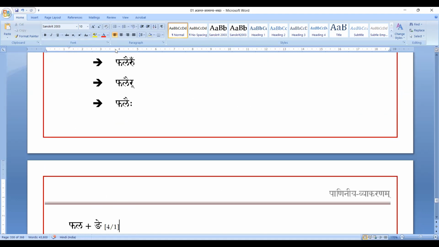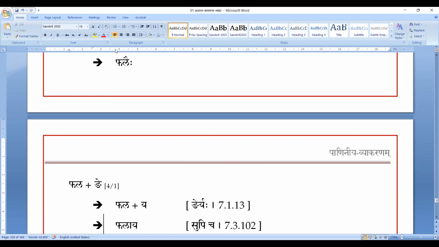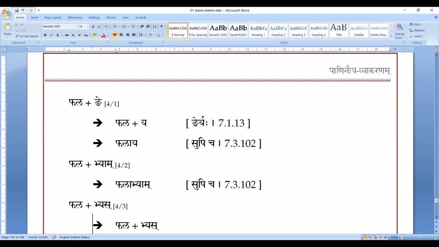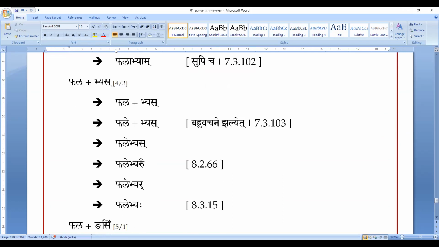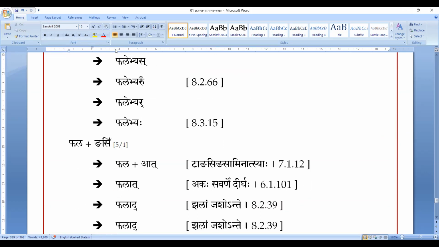Then Pala plus Nge, Pala plus Ye. What will happen here? We have the sutra Ange Yah. Therefore, Ya will come. Then Supi Cha, Palaya. Pala plus Bhyam, Supi Cha, Palabhyam. Pala plus Bhyas, here it will become Bhagavachane Jhali, so Palebhyah. Then Pala plus Nasi, Tanasi Gasam, right? So it will be replaced by At. Therefore, Pala plus At, savarna dirgha, Palat.